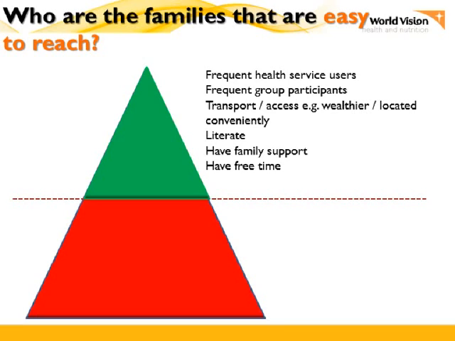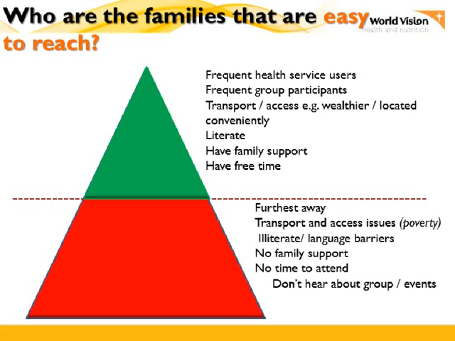The easy to reach people include frequent health service users, people who frequently attend community groups. Those are the people who have access to transport, so they may tend to be wealthier or located in more convenient locations. They also tend to be literate. Literate people are easier to reach because they have greater access to media. They will often be people who have family support or have free time.